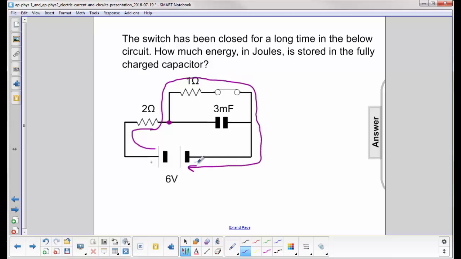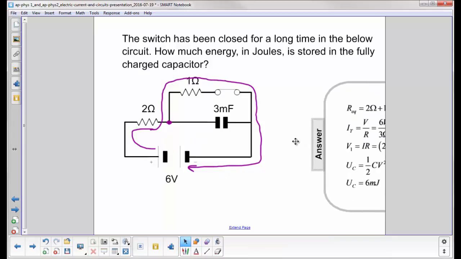So what does that mean? Well, we have a current and we're going to solve for that in a second. There'll be a voltage drop here. So this will pick up part of the voltage drop from the 6 volts. The capacitor will pick up the other piece. So let's see what we're talking about here.